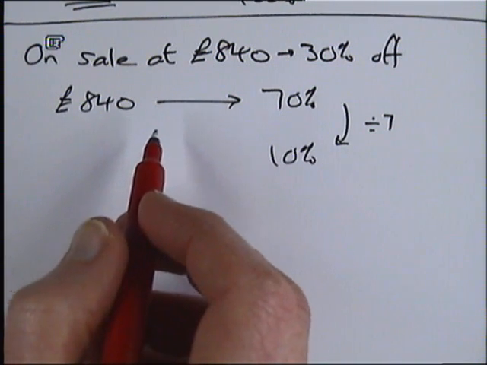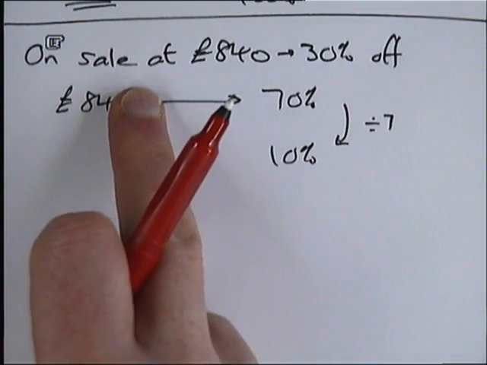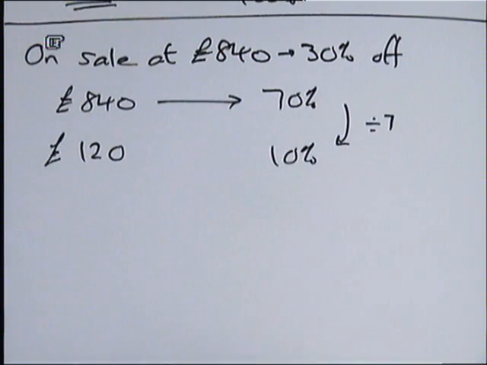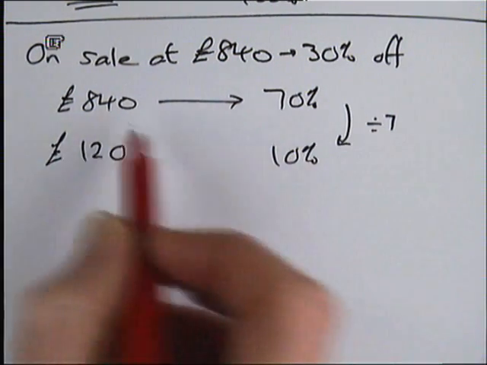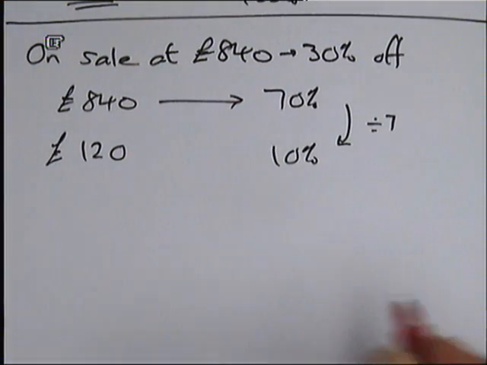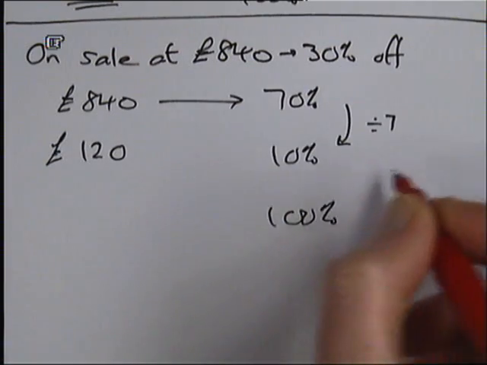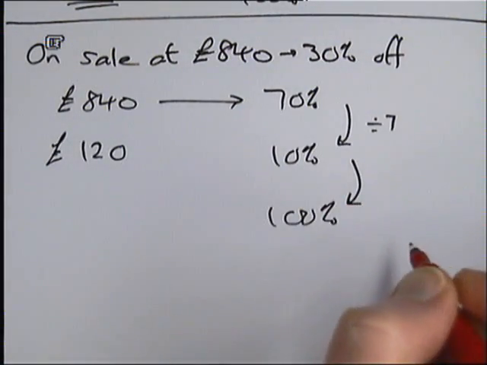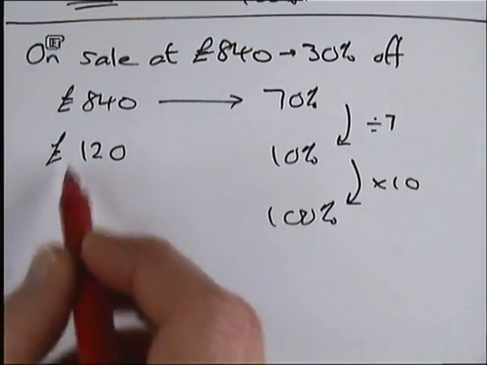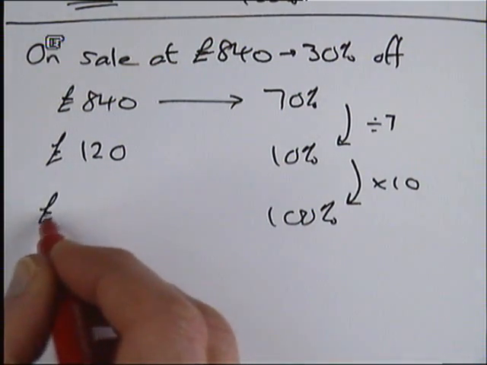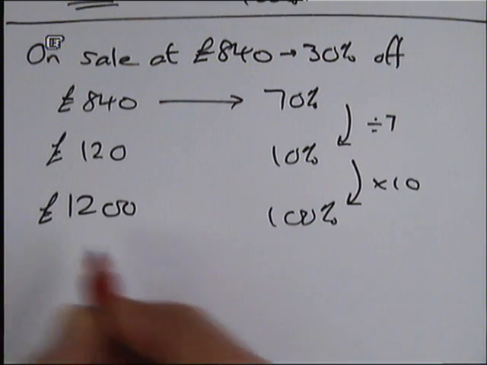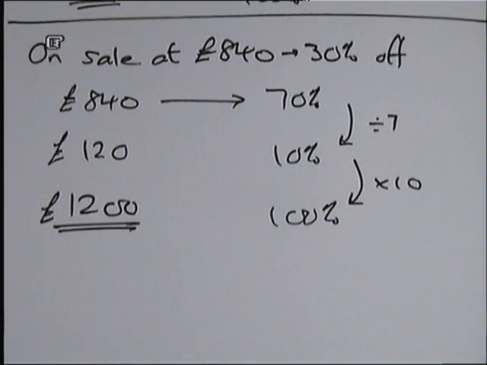840 divided by 7, well, hopefully from your times tables, 84 divided by 7 you know is 12. Put a naught on the end, it's £120. You could have used a calculator if necessary, but dividing 840 by 7 is 120. So that's 10% of the original. Remember, we're looking for 100% of the original, and to get from 10 up to 100, you times by 10. So if I times by 10 over here, I need to times by 10 over here as well. And the £120 times by 10 is £1,200. So that would have been the original price in the sale.